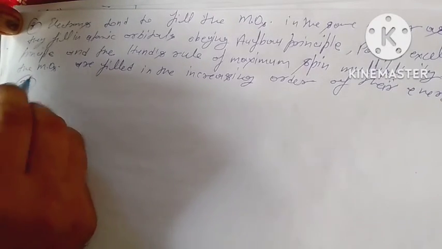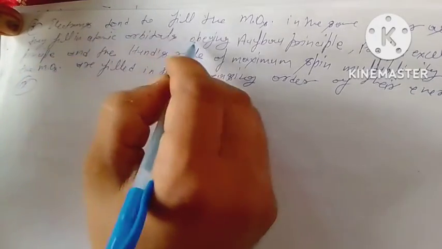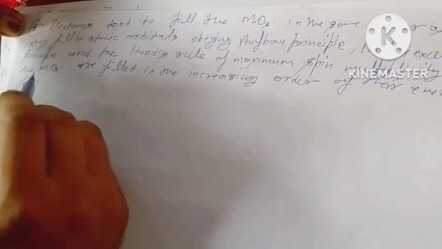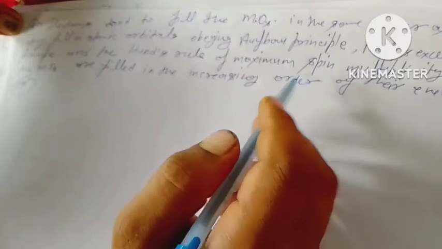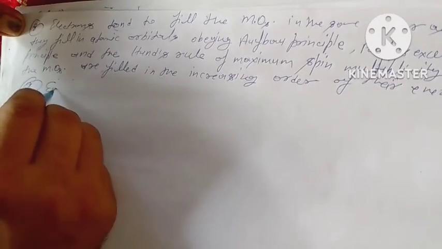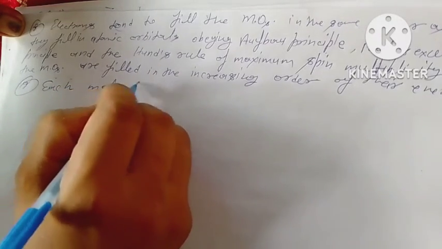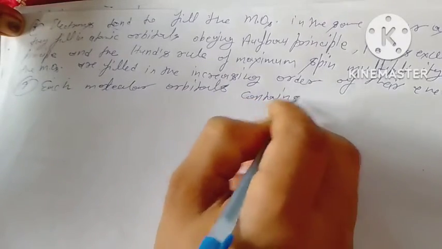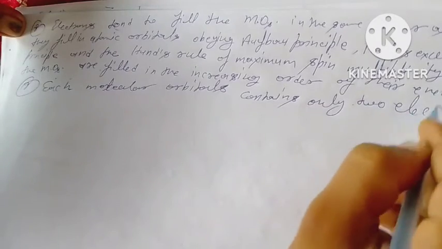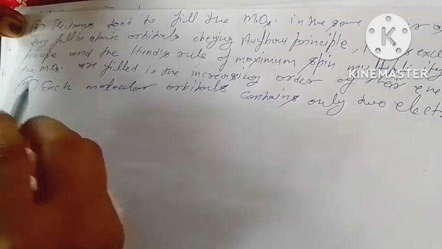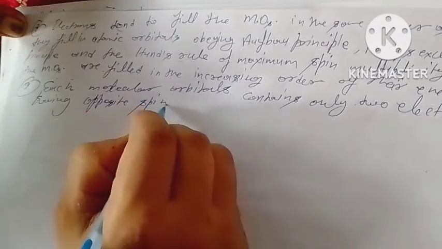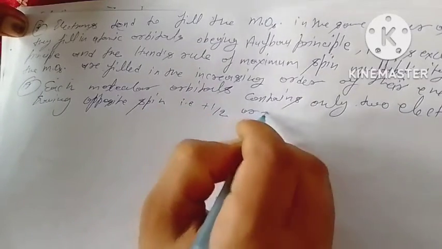Ninth point. Each molecular orbital contains only 2 electrons having opposite spin. Spin is +1/2 or -1/2.